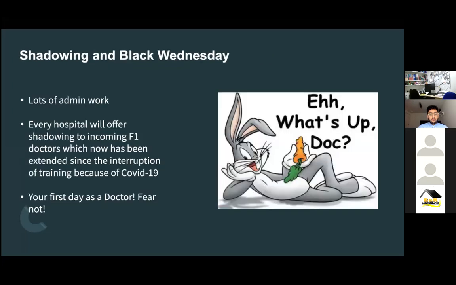Then there's a bit about the shadowing period before Black Wednesday. This is the point where you've finished medical school, your finals and all your exams, and you've applied to where you want to be, and you've got your rotations in hospital. You usually start work on the first Wednesday of August, which is coined Black Wednesday. Before this, it's really important you have a shadowing period where you shadow your F1 on the ward. I think that's a really helpful period, and I recommend it to everyone to get to know the ins and outs of the hospital you're working in, the ward you're working on, and the jobs that you'll do as well.